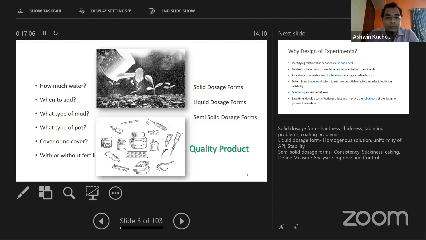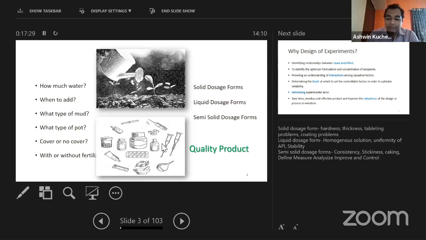So this also tells us that it is from the Six Sigma. Six Sigma is nothing but DMAIC: define, measure, analyze, improve, and control. And when we have these tools, we can give an approach of quality. And if that quality is inbuilt in our experiment, then it will be a design of experiments to develop a quality product.